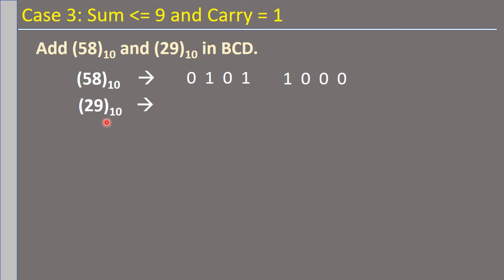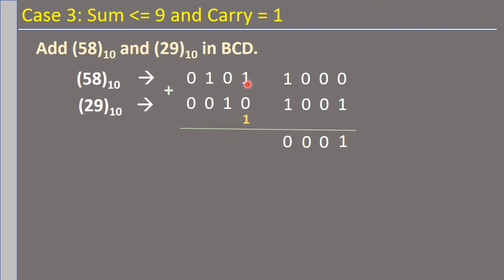The second number, that is 29, is represented in BCD by writing a group of 4 bits for each digit. So the first digit is 2, it is written as 0010. The second digit is 9, it is represented as 1001. Now let's add them. 0 plus 1 is equal to 1, 0 plus 0 is 0, 0 plus 0 is 0, 1 plus 1 is 0 with a carry of 1. So remember here that a carry is generated.